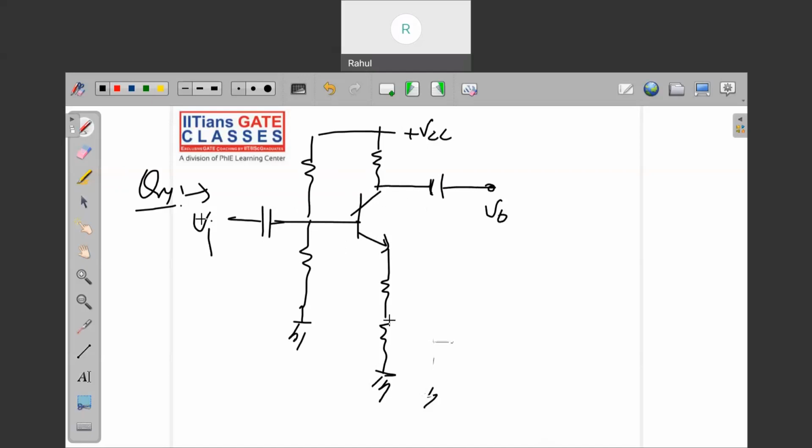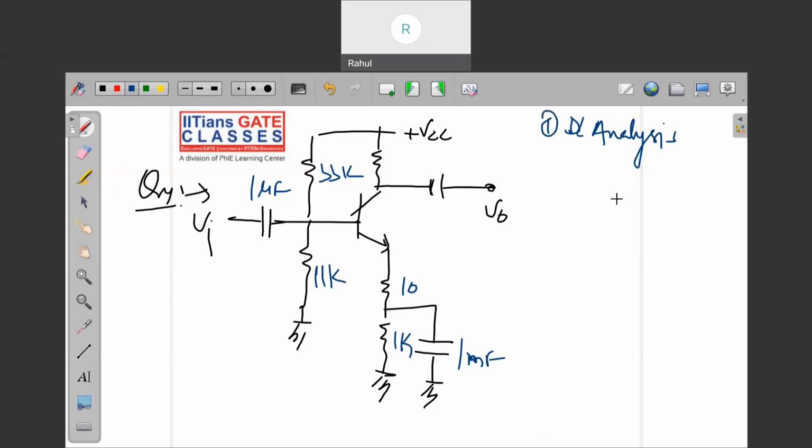So no problem. This is 1 microfarad. Only you need to understand this is 33K and this is 11K, and this guy is 10, this guy is 1K. In AC analysis, this 1K will not come into the picture. But in DC analysis, open all the capacitors.